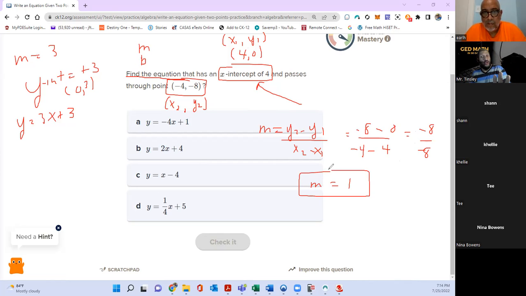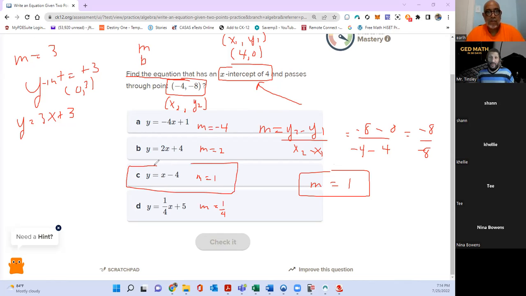But what I do know is I know my slope is 1. So before I go find my y-intercept, I'm going to look at the multiple choice. Here, my slope is -4. Here, my slope is 2. Here, my slope is 1. Here, my slope is 1/4. There's only one equation that has the slope of 1.